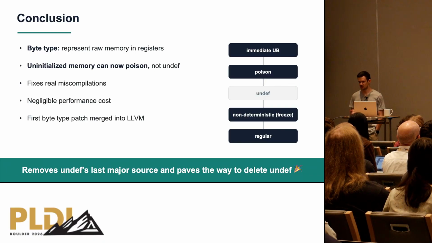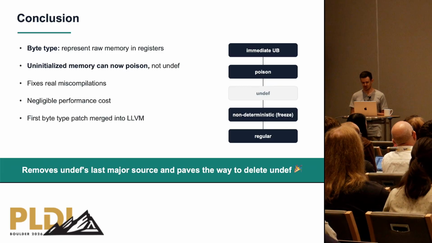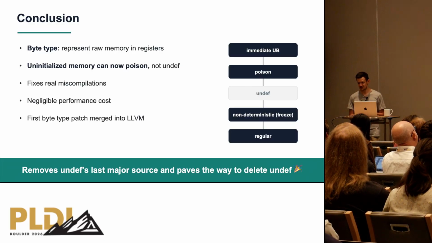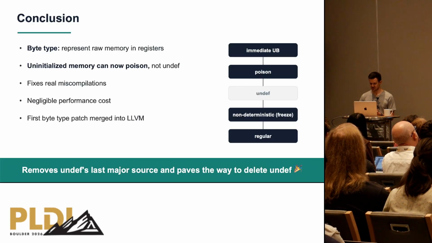Together, they allow us to change uninitialized memory from undef to poison. Also, the byte type fixes some additional issues with LLVM and raw memory semantics, fixing some of the LLVM test suite tests and some miscompilations. Furthermore, it has negligible performance costs. And to conclude, I'd like to mention that we started upstreaming the byte type to LLVM, and the first patch has already landed. So, thank you.